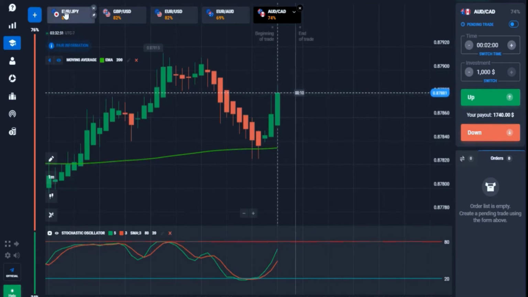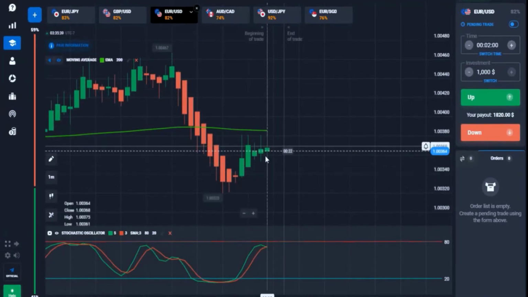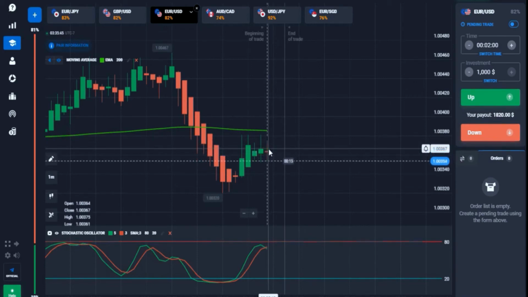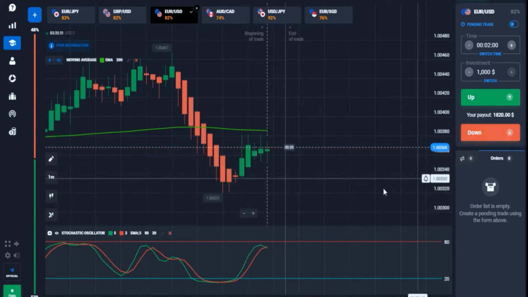So when I get another good moment, I'll come down and take a trade. Okay guys, a very good moment here, but like I used to say, let's make sure that the seller actually takes over the market before you enter a trade. What is actually happening right now, as you can see, the seller is taking over the market. So right now we're going to go ahead and enter a down trade.